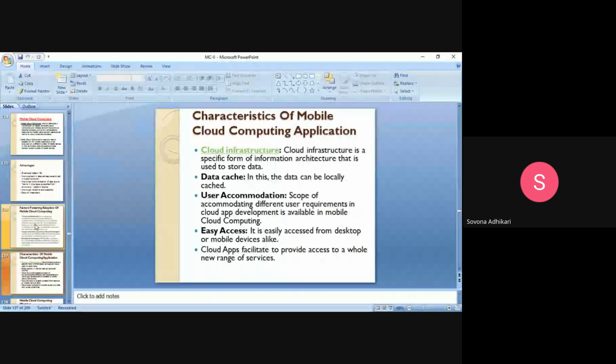Cloud apps are facilitated to provide access to a whole new range of services. So the applications used for these purposes provide access to a whole new range of services.